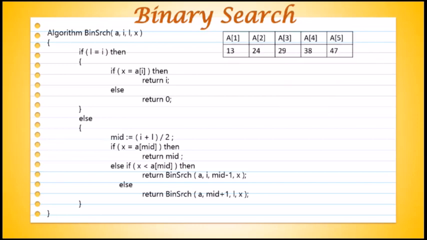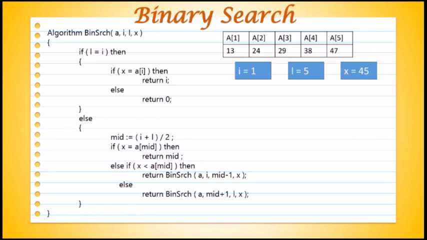So now we will take another example. Here there are 5 elements, that is 13, 24, 29, 38 and 47. The starting value will be 1 and the last value will be 5, so I will be 1 and L will be 5. And suppose we are trying to find the element 45. First we will check whether L is equal to I. This condition is false because 1 is not equal to 5.